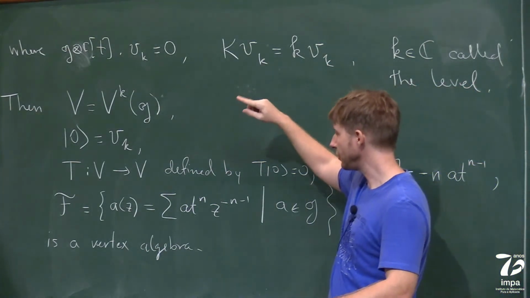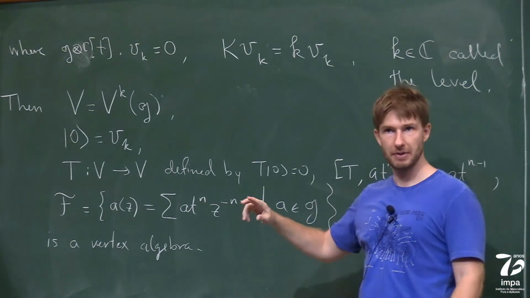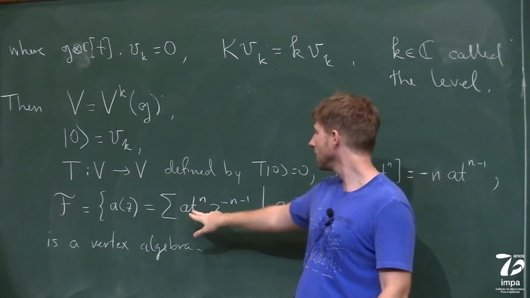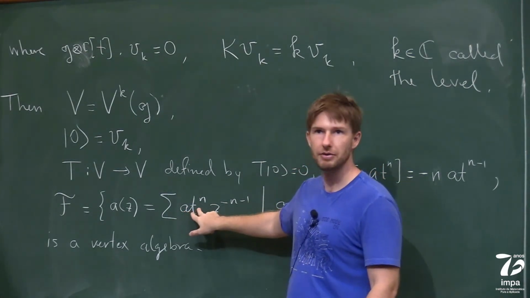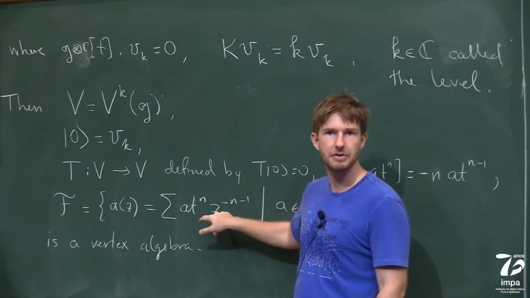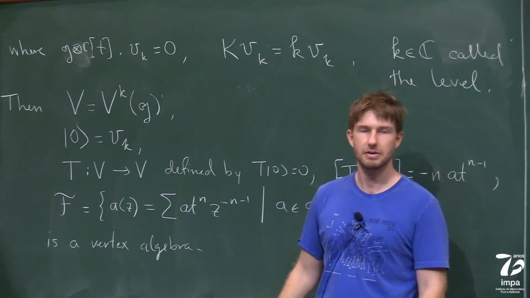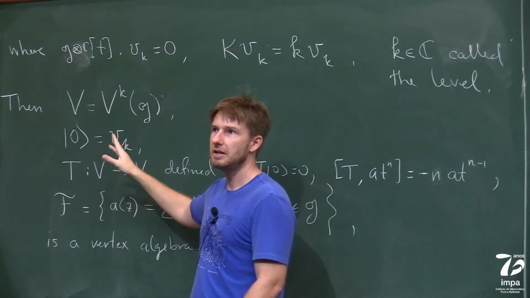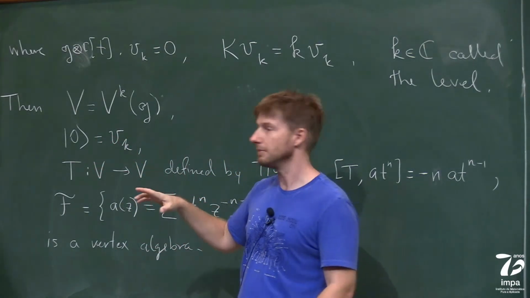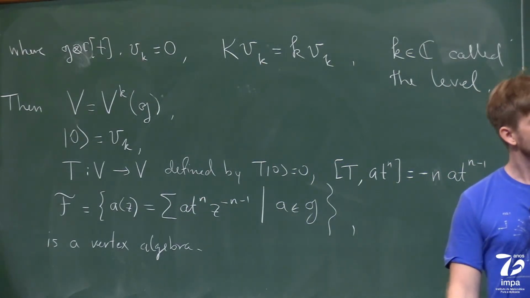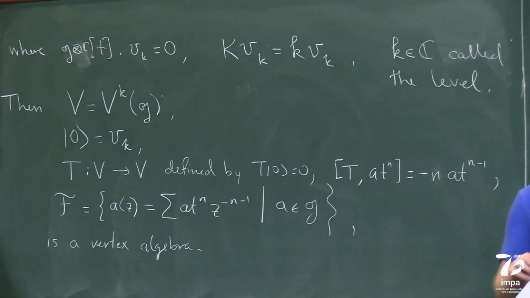It's a module for G hat, so you can form some fields in which you fix an element A in G, take A times all powers of t. These are some operators acting on V, put them into a formal power series. These are the quantum fields in this structure. The vacuum obviously is going to be the highest weight vector. And T is basically determined by the axioms, so it's given by this condition here. This is called the universal affine vertex algebra associated to G at level k.